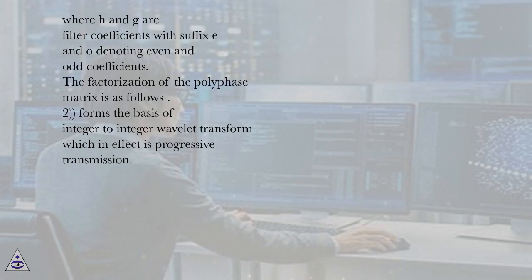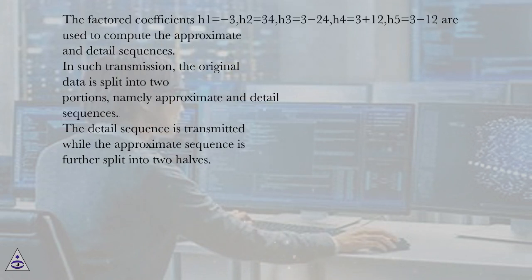The factorization of the polyphase matrix is as follows. Equation 2 forms the basis of integer to integer wavelet transform, which in effect is progressive transmission. The factored coefficients H1 equals -3, H2 equals 3/4, H3 equals (3 minus 2√4), H4 equals (3 plus 1/2), H5 equals (3 minus 1/2) are used to compute the approximate and detail sequences.